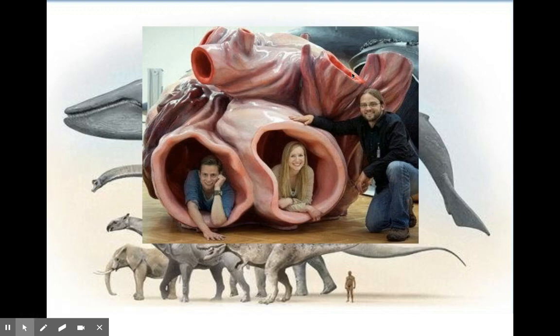There's an aquarium that has a blue whale heart that's made out of plastic. And as you can see right here, the people are small enough to fit into the blood vessels of the blue whale's heart. That's how big it is. It's actually kind of the size of a Volkswagen Beetle. Huge heart.